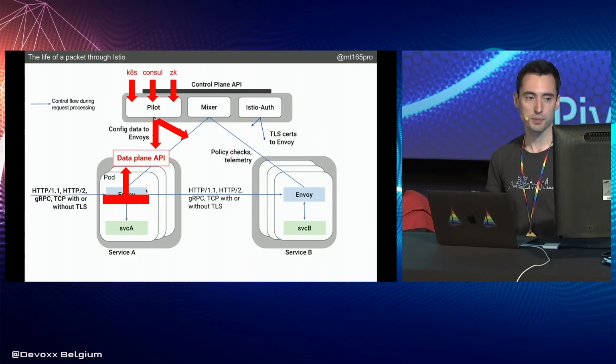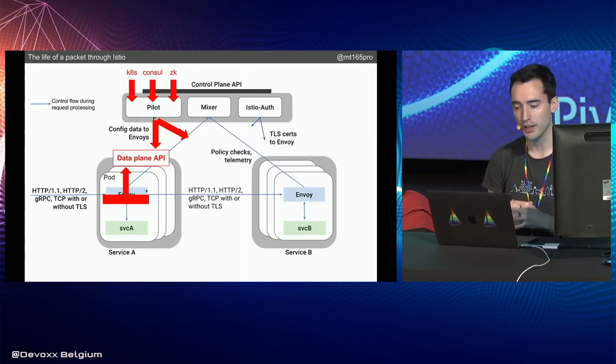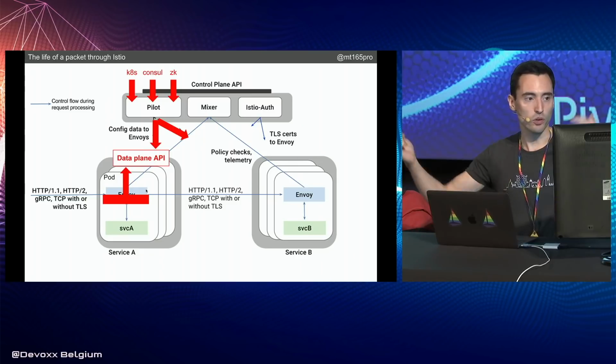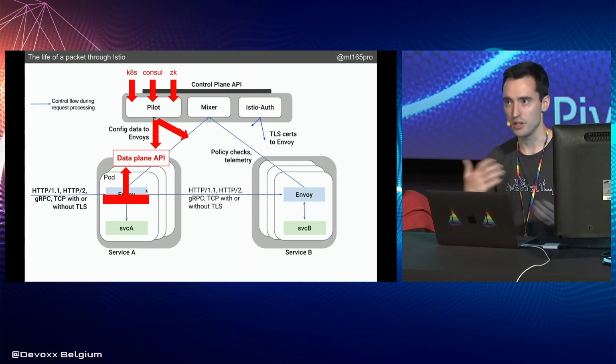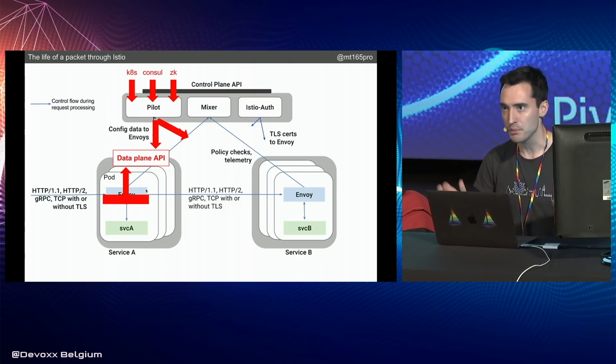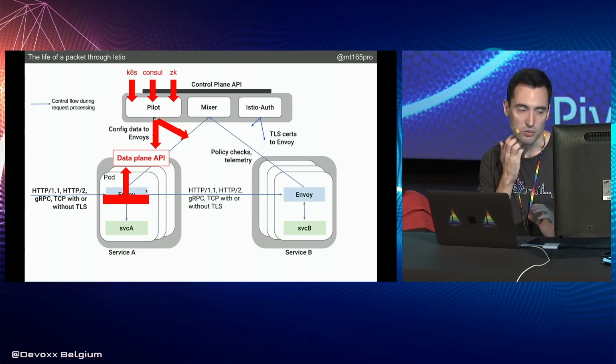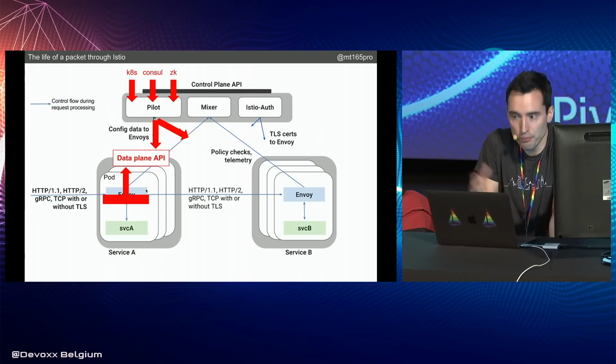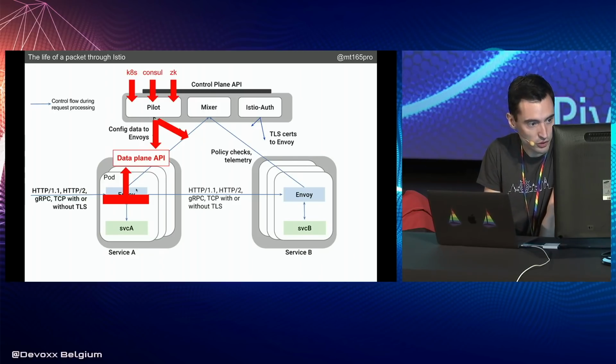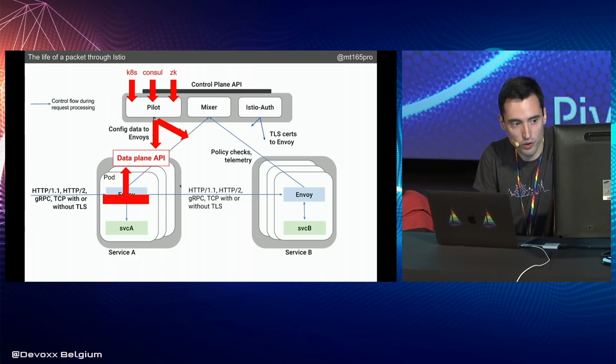So this is the big difference between Pilot and Mixer. We'll come on to that. Pilot's more of an offline, occasional thing. Pilot will get this service discovery information, deduplicate it, index it a bit, and push it out to the Envoys. So it configures all of the Envoys so they know what to do, not least what names exist and what the endpoints are.